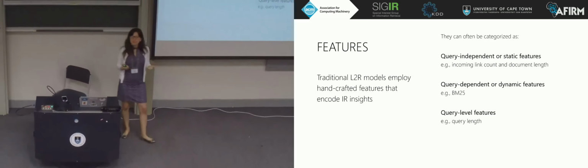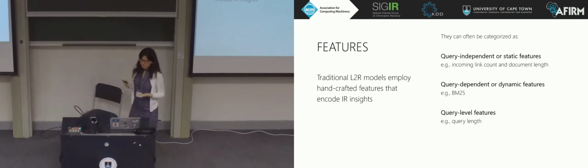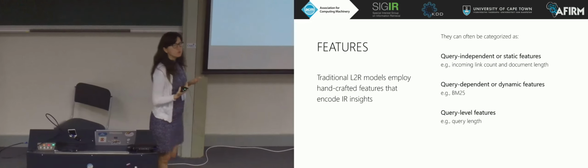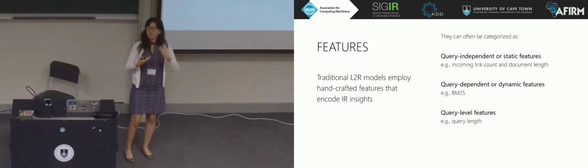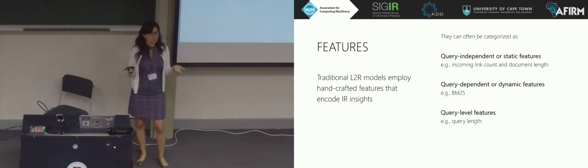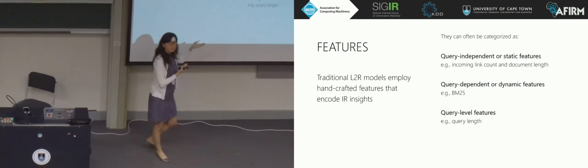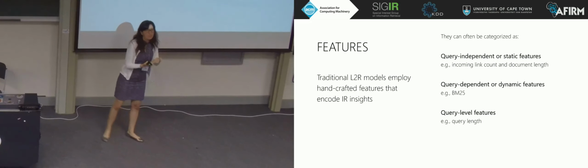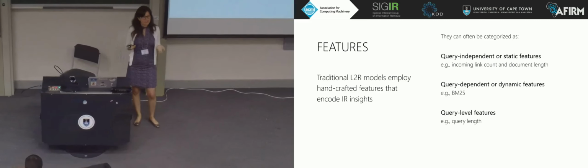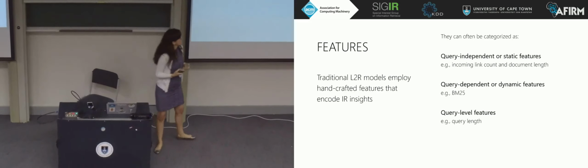And we also have query-dependent or dynamic features. These would be the features that are based on how similar this document is to the query. So you have already learned these very basic retrieval models like BM25, and you can use BM25 as a feature in your learning to rank algorithm, or you can use other language modeling-based approaches as features as well.